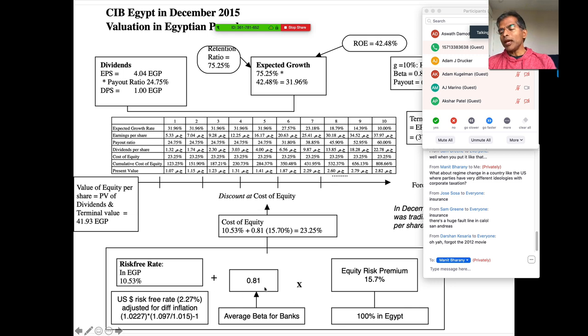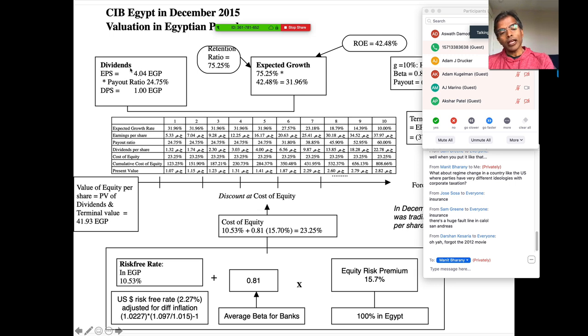For the beta, I used the beta for banks. I didn't under-lever and re-lever. Why? Because I have no idea what the debt for a bank is. I am implicitly assuming that all banks are equally risky. For the equity risk premium, it looks huge, but that's because CIB is entirely Egypt-based. That was my equity risk premium for Egypt. You put those numbers together, I come up with a cost of equity in Egyptian pounds of 23.25%. 23.25%? You say, that's really high. Well, if your inflation rate is 8, 9, 10%, that's exactly what you should expect.